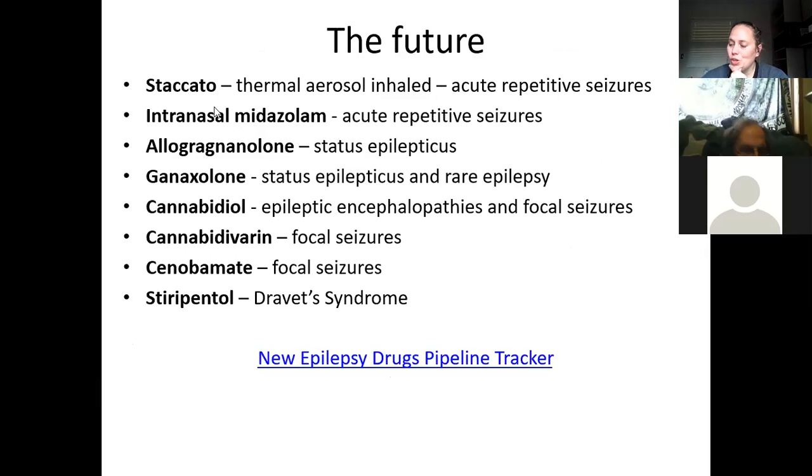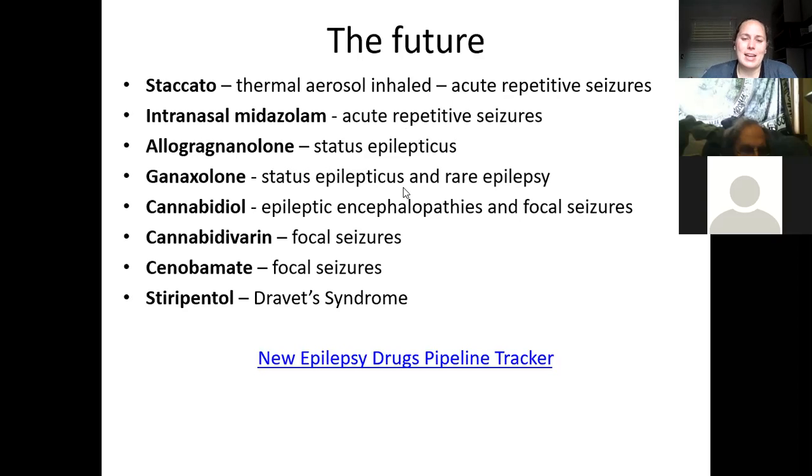In terms of the future of epileptic drugs, here you can see there is a whole variety of drugs that are in the testing phase right now. Staccato is a thermal aerosol inhaled drug that is used for acute repetitive seizures. You can see here intranasal midazolam, again a different route of administration that might prove to be more effective or easier to tolerate for acute repetitive seizures.